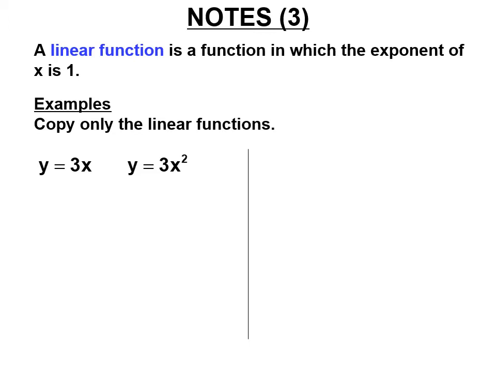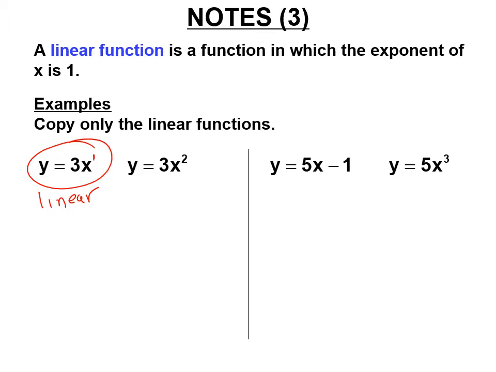A linear function, I mentioned this in the last screen by mistake, is a function where the exponent of x is 1. So only one of those, they're both functions, right? They both have x and y, and there are other rules as well, but they both have x and y. But which one has an exponent of 1 for x? Well, this one right here, we don't write it, but that's called a linear function, okay?